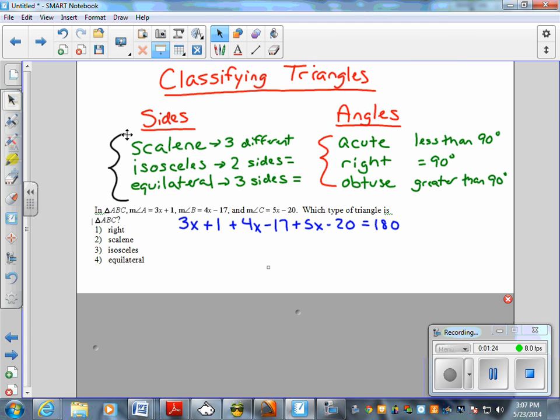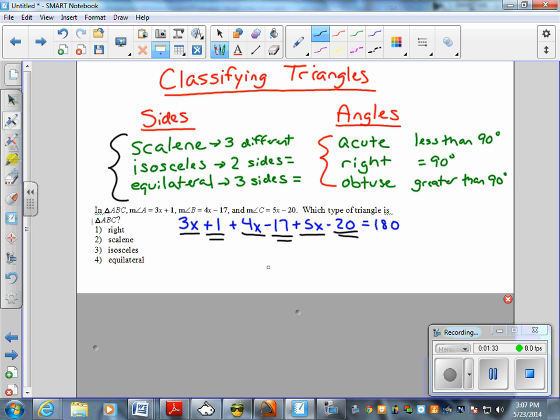First I'm going to combine my like terms, all my x terms along with all my numbers, and I'll end up with 12x minus 36 equals 180. Now I have to eliminate. I'll start with that negative 36, add it to both sides, and I'll end up with 12x equaling 216. Last but not least, I divide by 12, and I'm going to end up with x equals 18.